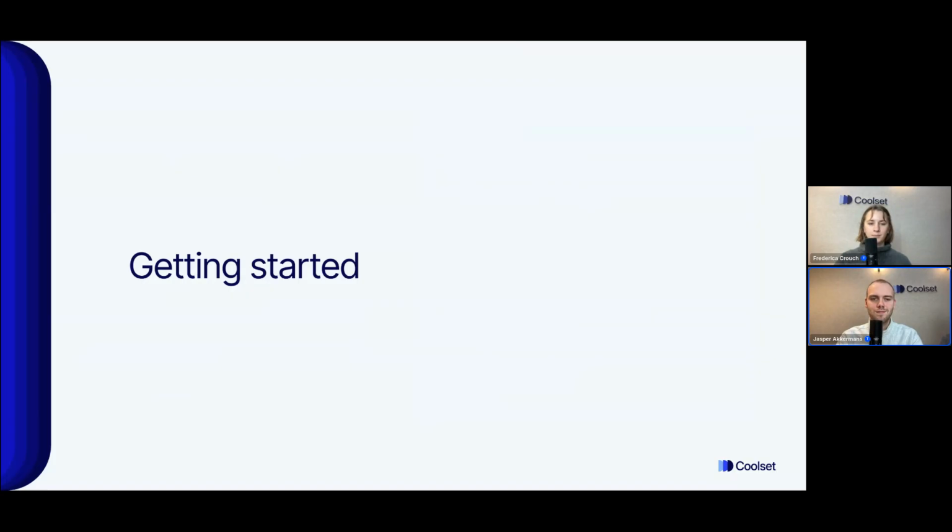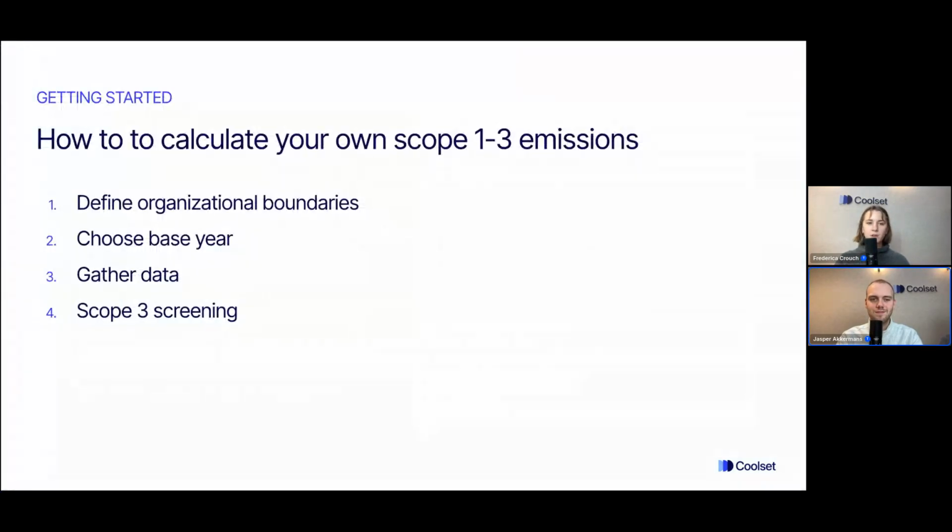Now we're going to get started with how you begin with carbon accounting. So I've given you a bit of background, but now how exactly do you start to calculate your own scope 1 to 3 emissions? So first, we're going to talk about defining your organizational boundary and exactly what that means, choosing a base year and why this is important, gathering data, and then going through this scope 3 screening that I just talked about.